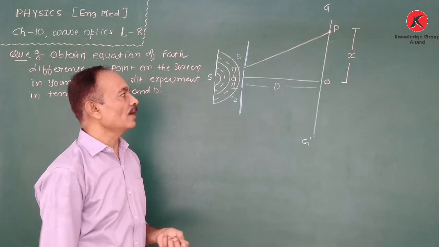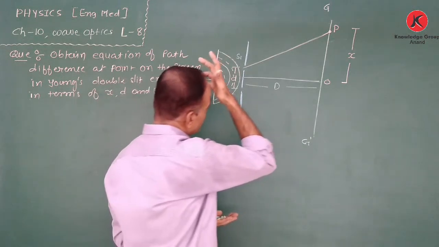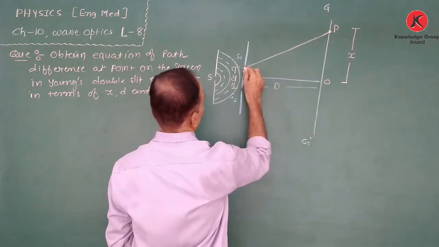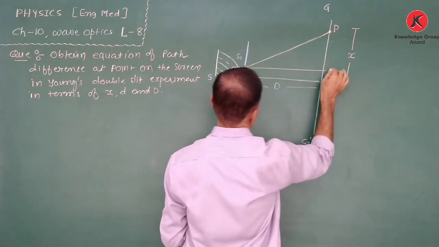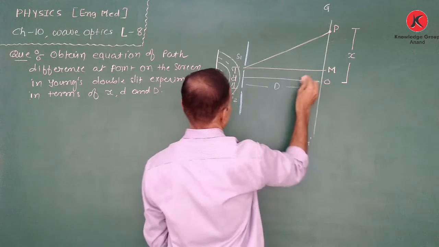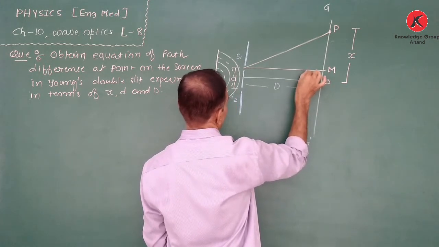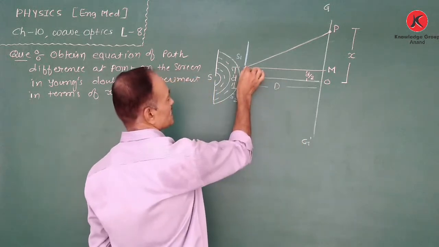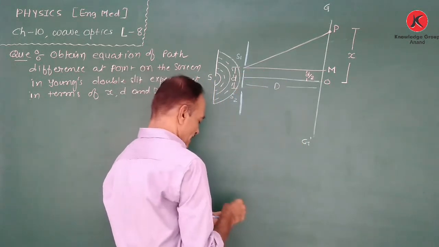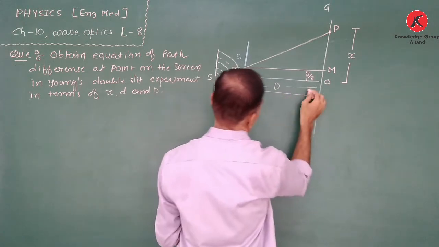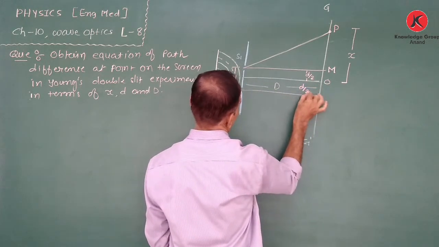Now, we draw the perpendicular from S1 on the screen. This distance is d by 2, because S1S2 is d. And we draw the perpendicular from S2 on the screen. So this distance is also d by 2.